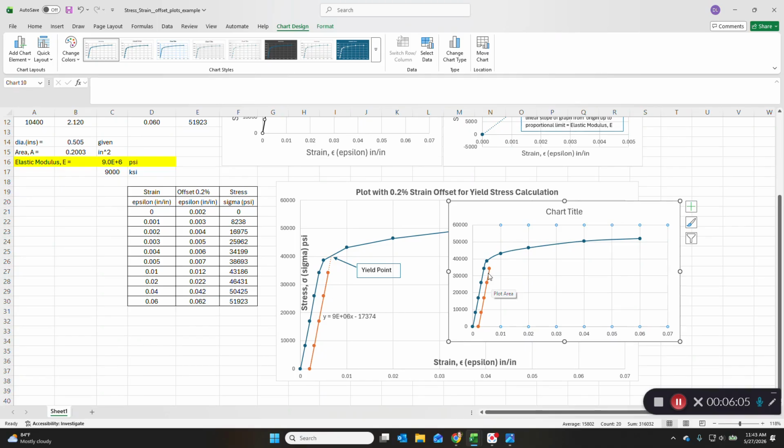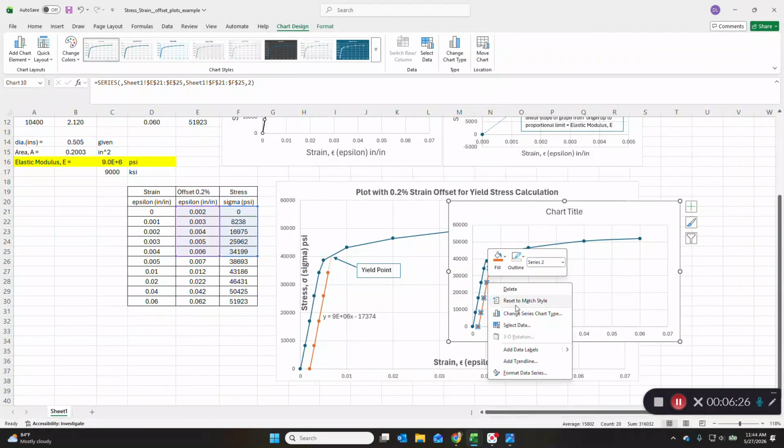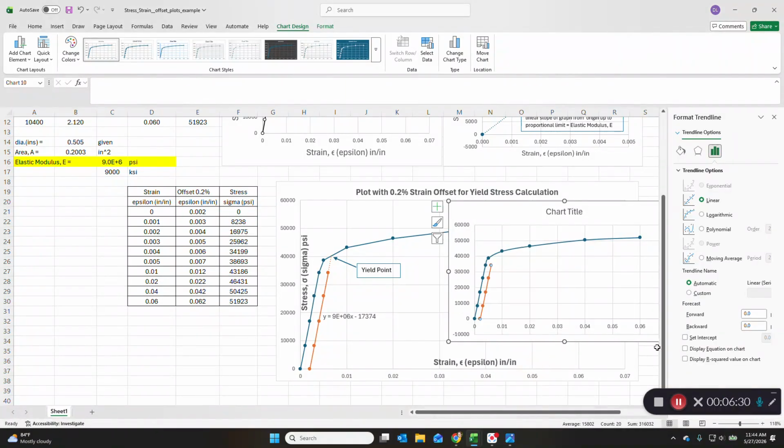Why do we do this? Well, we want to use the 0.2% offset method to extrapolate out this second slope in orange here of the offset up to the point where it intersects with the original stress strain curve. And that will give us our yield point. So we can do that by this method. We can add a trend, click on only the offset slope, add the trend line, but you're not adding a trend line, you're actually forecasting forward.